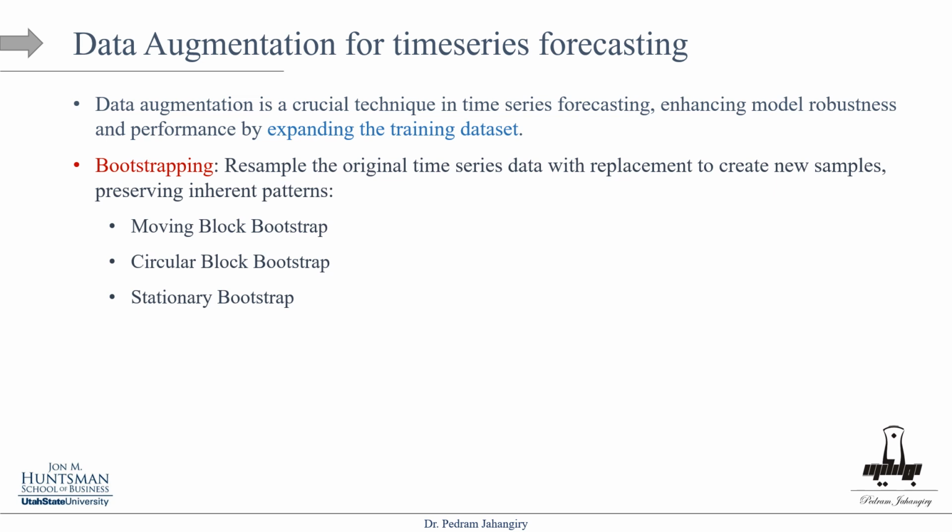If you're curious how we can do data augmentation for time series forecasting tasks, the idea is pretty much the same. We want to expand the training data sets to enhance model robustness and performance. There are different methods. The most common one is bootstrapping. As we said in the challenges of time series and machine learning lecture video, the idea is to resample the original time series with replacement to create new samples. But we have to be careful with time series. We cannot simply shuffle the data. We have to use techniques like moving block bootstrap, circular bootstrap, or stationary bootstrap. These are the techniques that we already covered in the previous lecture videos, right?